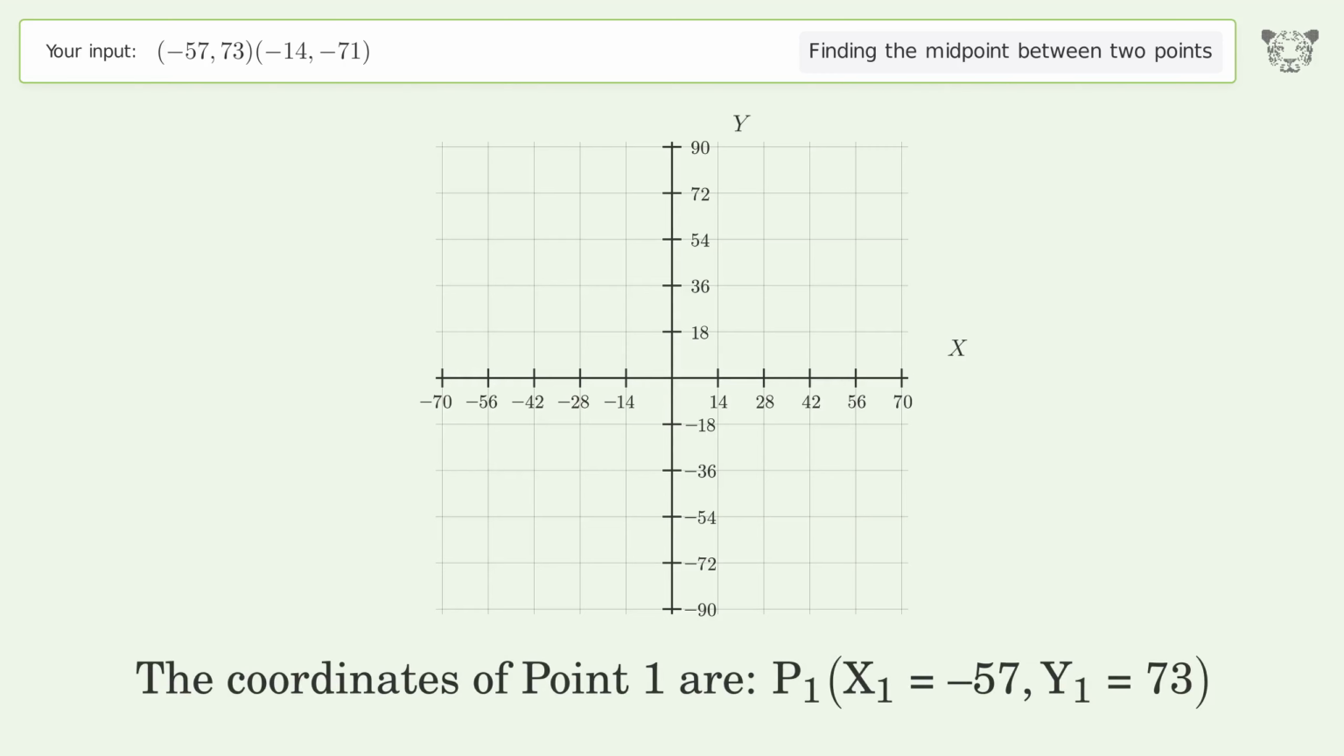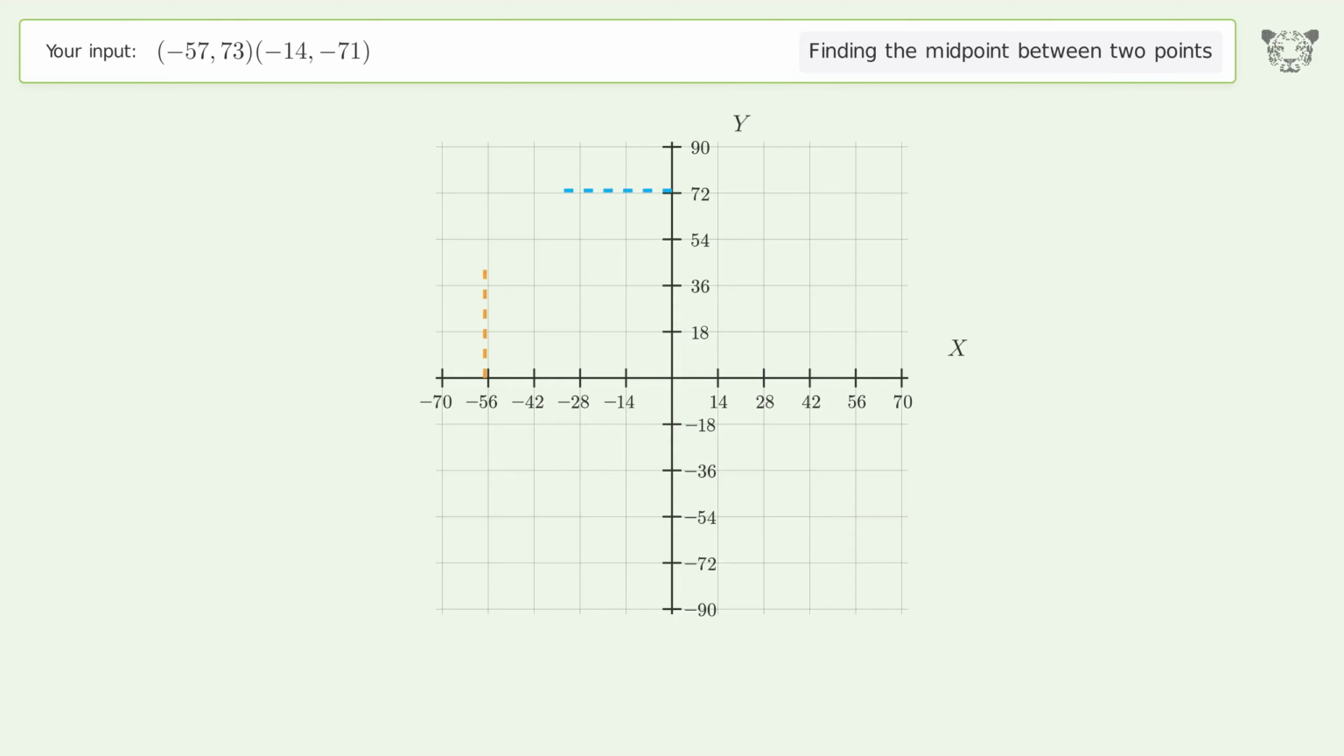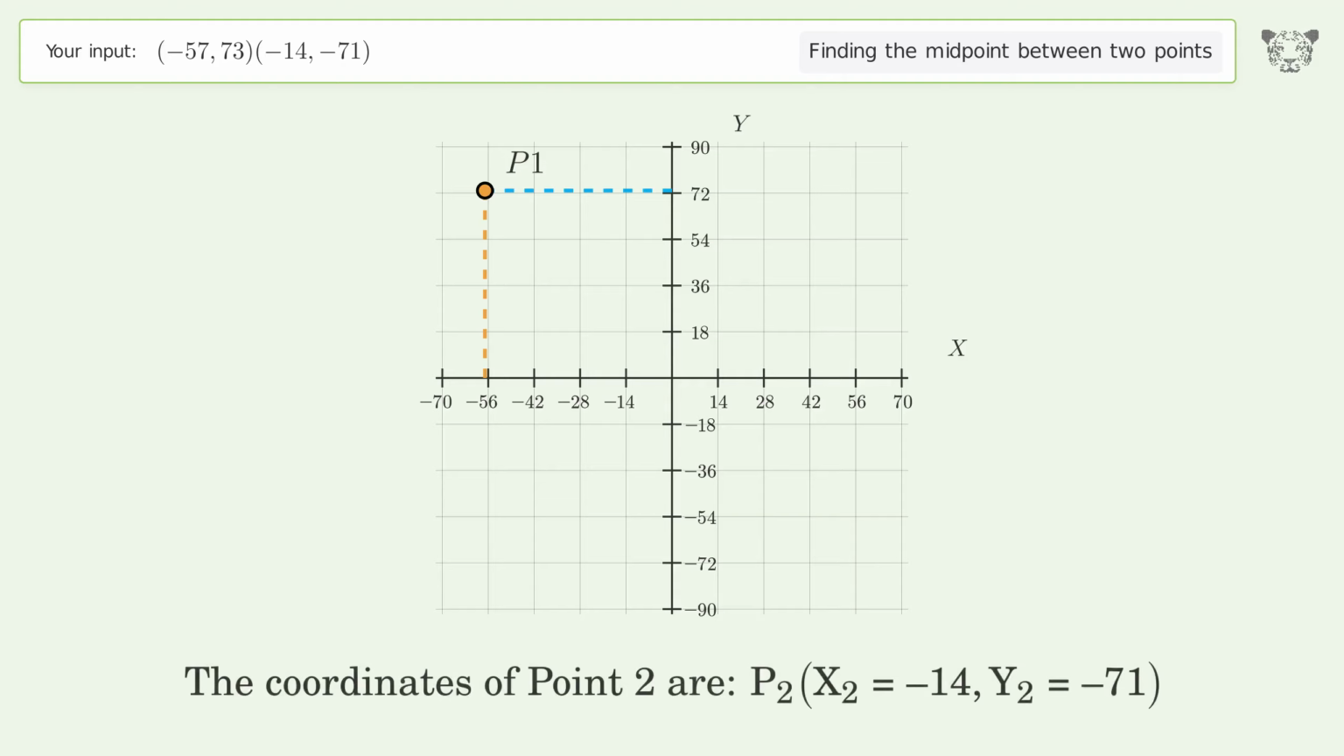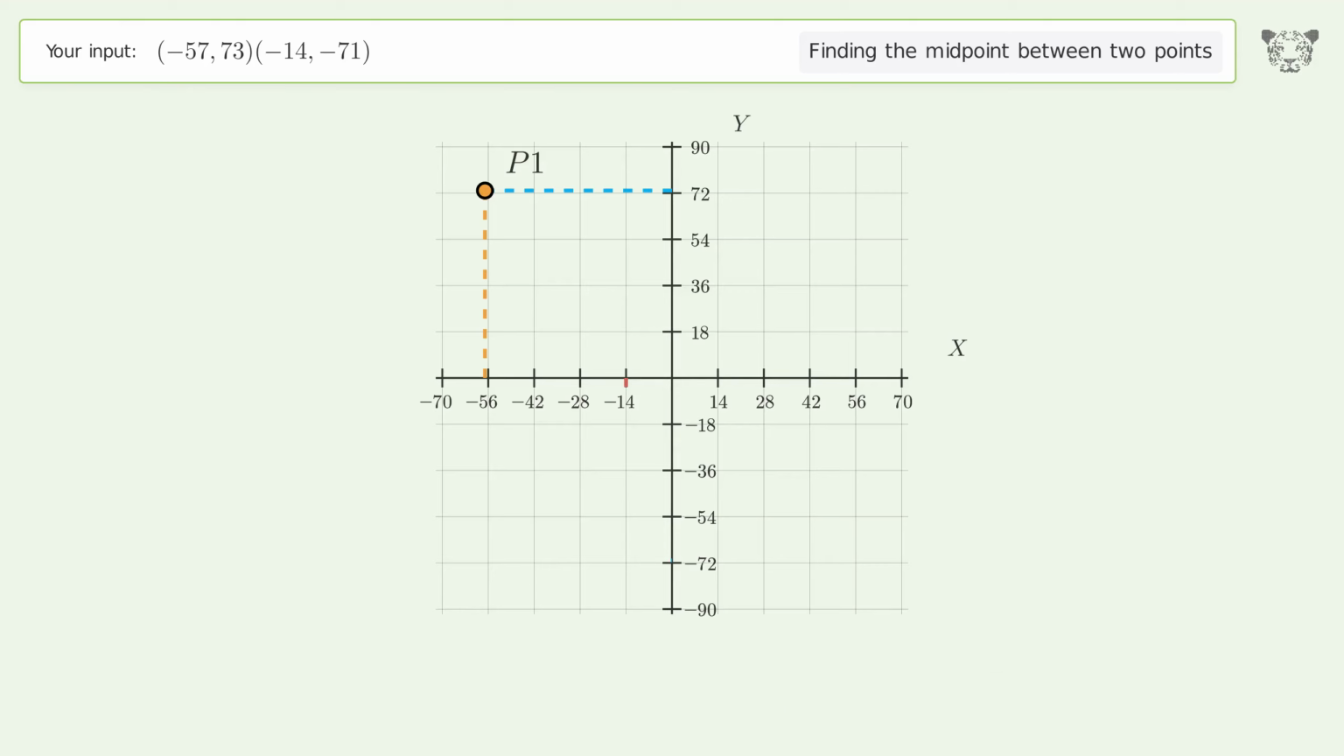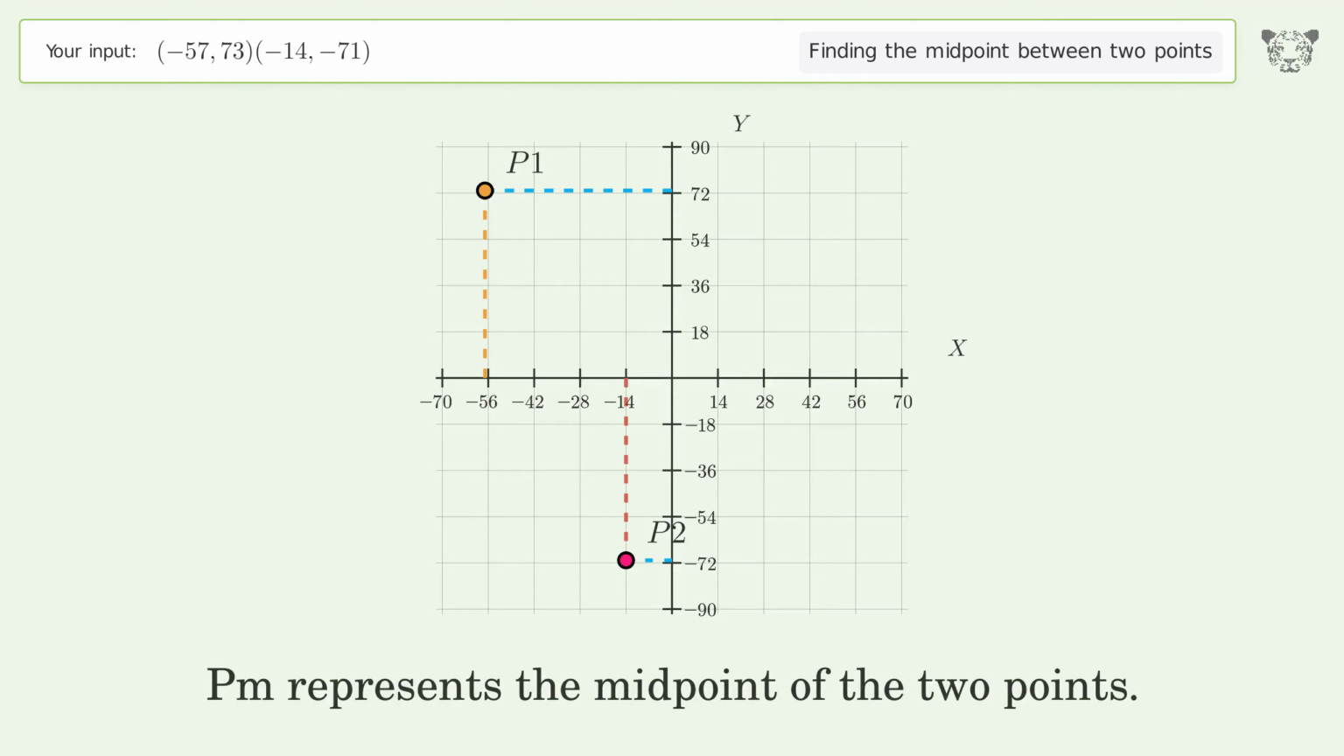The coordinates of point 1 are, x1 equals negative 57, y1 equals 73. The coordinates of point 2 are, x2 equals negative 14, y2 equals negative 71. PM represents the midpoint of the 2 points.